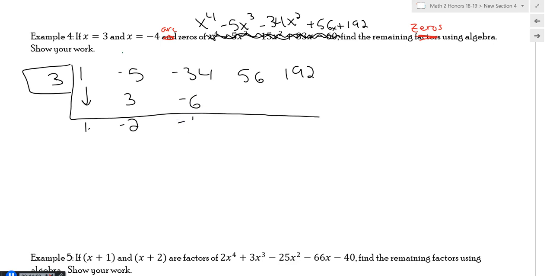Negative 40, which is negative 120, which is 64. Negative 64, which is, just making sure this works, negative 192, which is 0. Yay, it works. Okay, so we've now divided out our first zero.